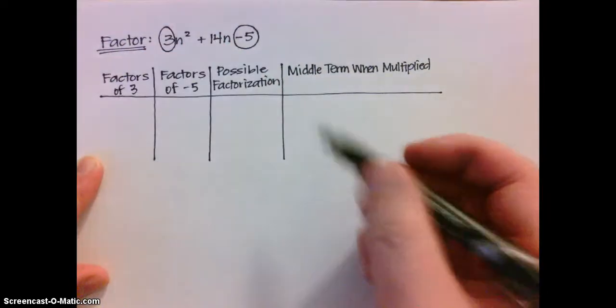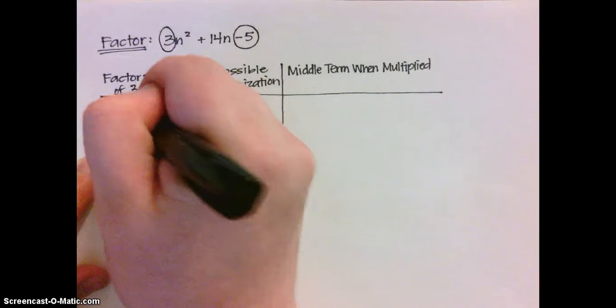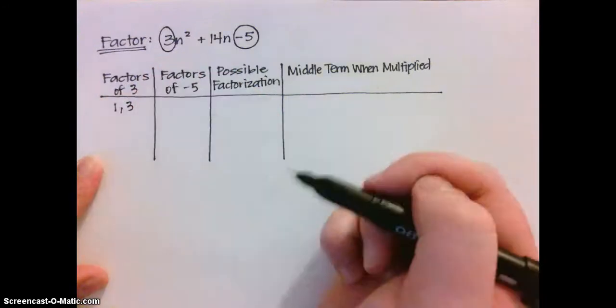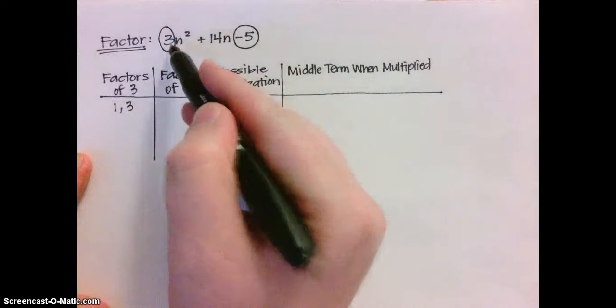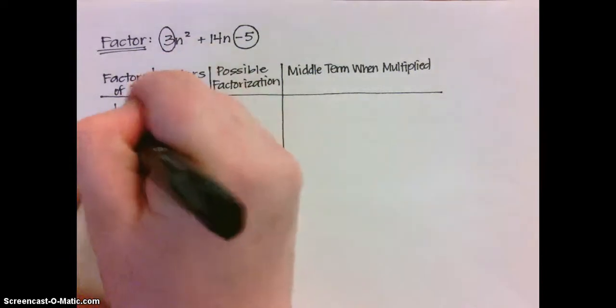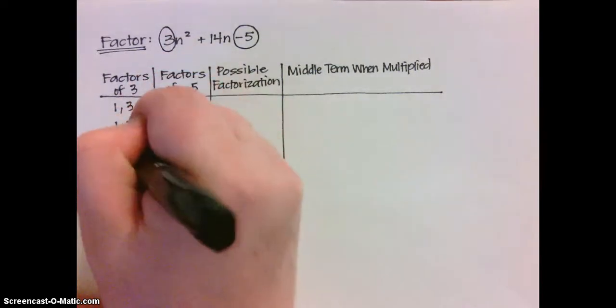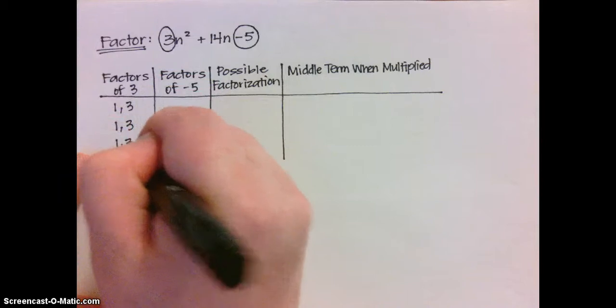So I'm just going to list the factors of 3, and it's 1 and 3, and that's all that it's going to be. And because it's a positive, I'm only going to write down positive numbers. 1, 3, 1, 3, 1, 3.